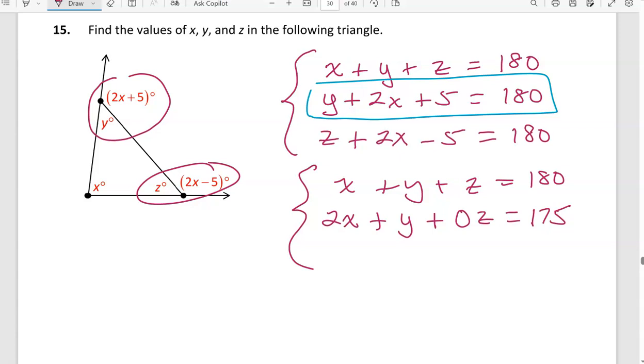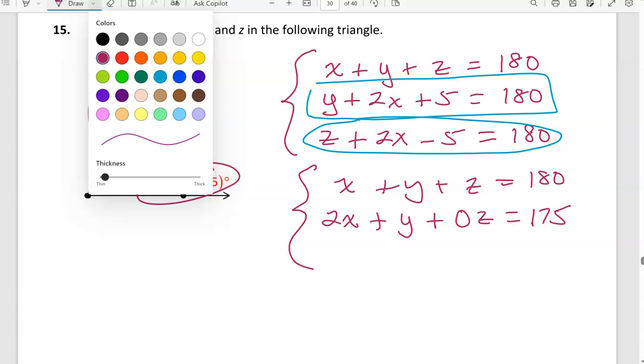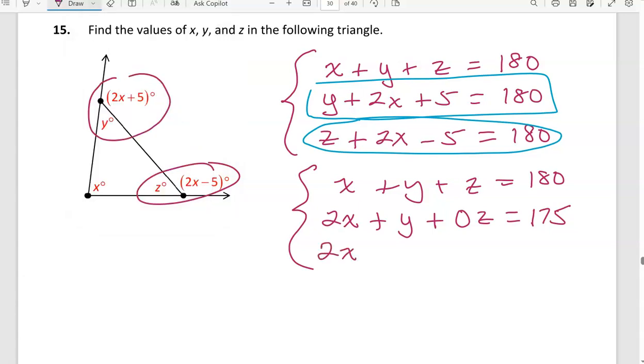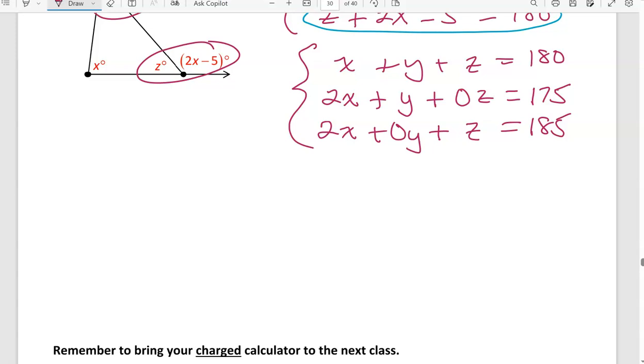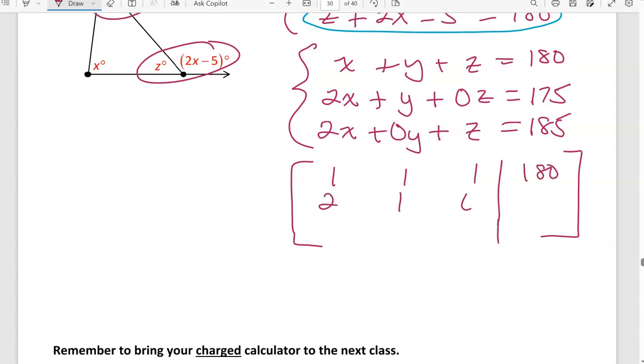And then the third equation, let's circle that one. I need to put the terms in standard order, so 2x first, and then we have no y's, and plus 1z equals, and we have to add 5 to both sides to make that one in standard form, to put the constant on the right. Let's write that as an augmented matrix, 1, 1, 1, 180. Don't forget the vertical line for the equal sign. 2, 1, 0, 175, 2, 0, 1, 185.